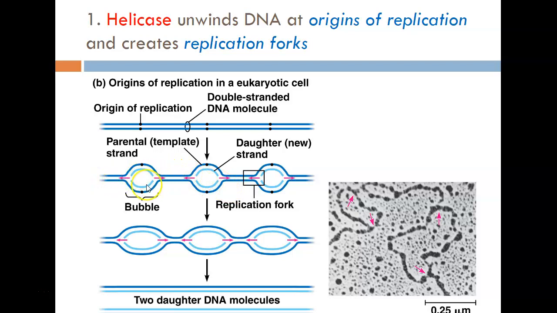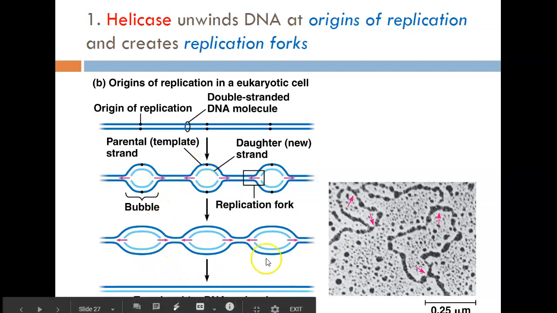It's kind of going in both directions, so those are called the replication forks, the pushing point and the directionality of where the replication process is going to be. And then when all is said and done, you'll end up with 2 strands of DNA instead of 1.